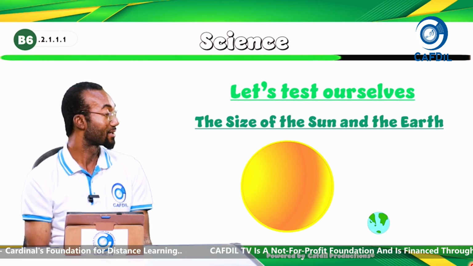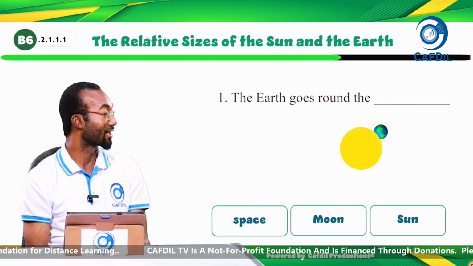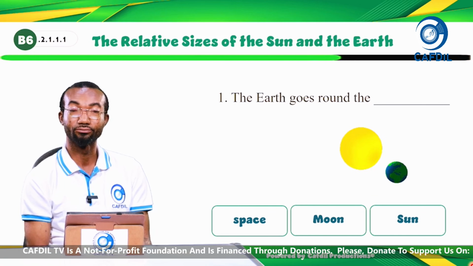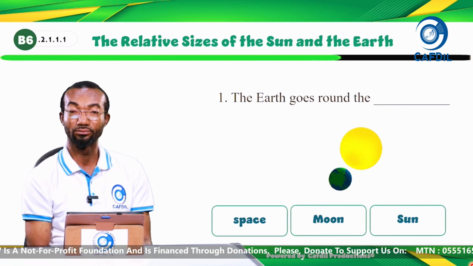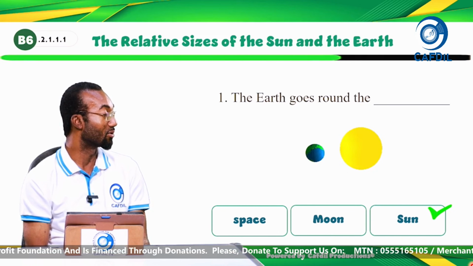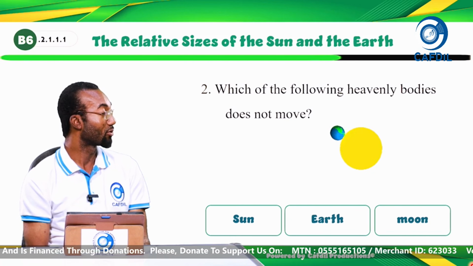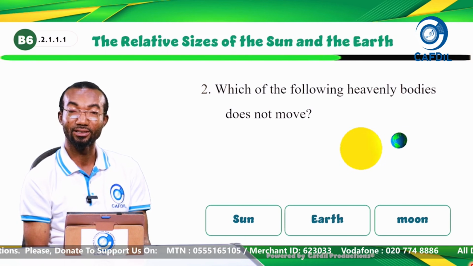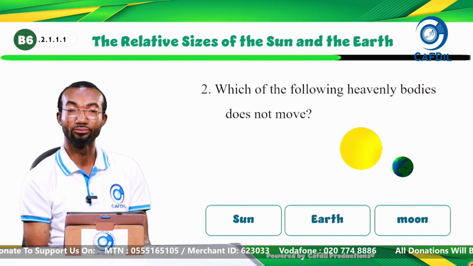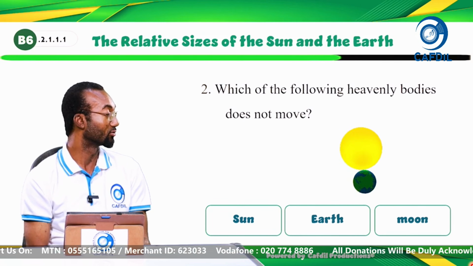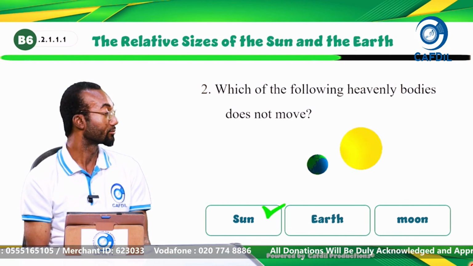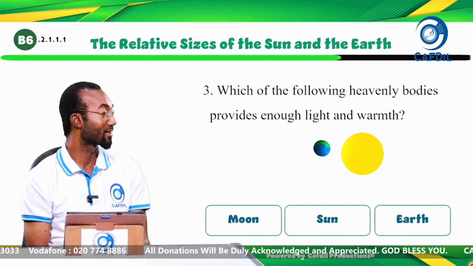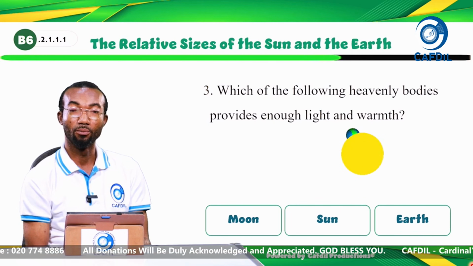Now, let's see what we have learned by answering these questions. The Earth goes round the: we have space, moon, sun. Good, sun. The Earth goes around the sun. Which of the following heavenly bodies does not move? We have sun, earth, moon. Good, it's the sun. Which of the following heavenly bodies provide enough light and warmth? Moon, sun, earth.